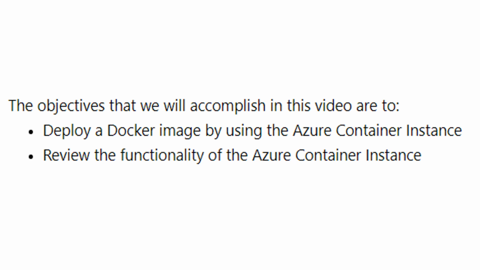AKS is required when you need full container orchestration, such as service delivery across multiple containers, automatic scaling, and coordinated application upgrades. With that said, the objectives that we will accomplish in this video are to simply deploy a Docker image by using the Azure Container Instance, and then of course review the functionality of that Azure Container Instance. So let's get right into it.